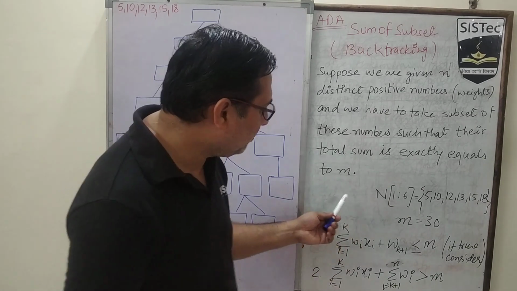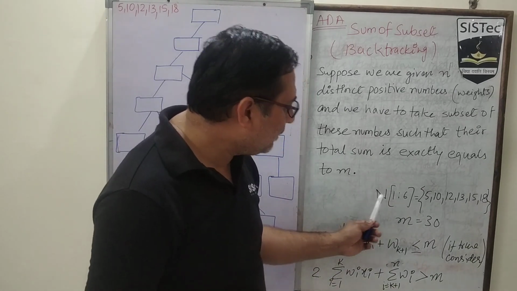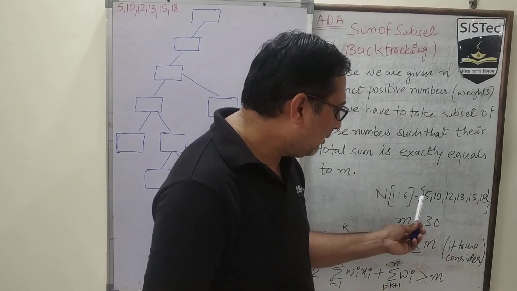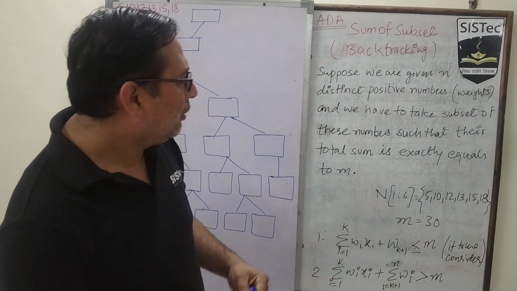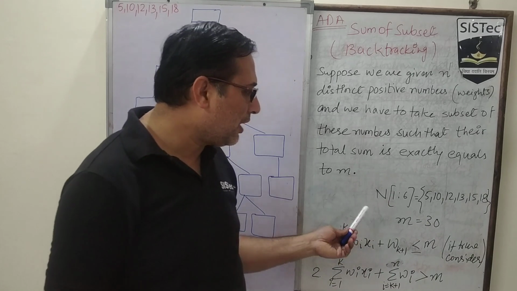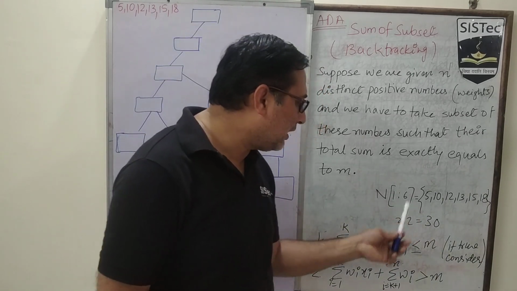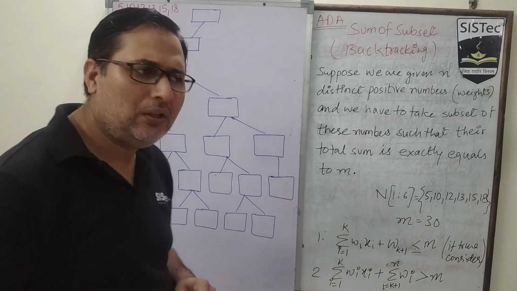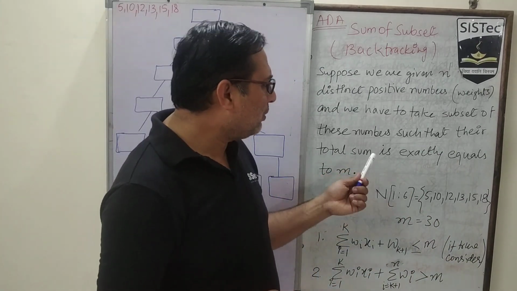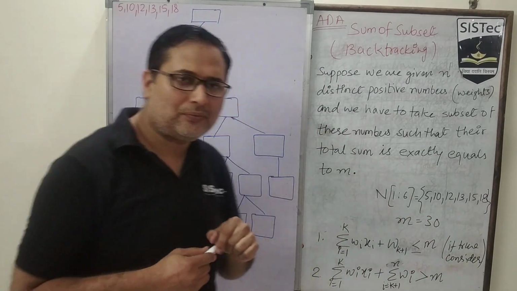Just consider this example. We are given 6 numbers with their weights 5, 10, 12, 13, 15, 18. We have to find the subset such that their sum is exactly equal to 30. Here m is equal to 30. So we have to solve this problem using backtracking.